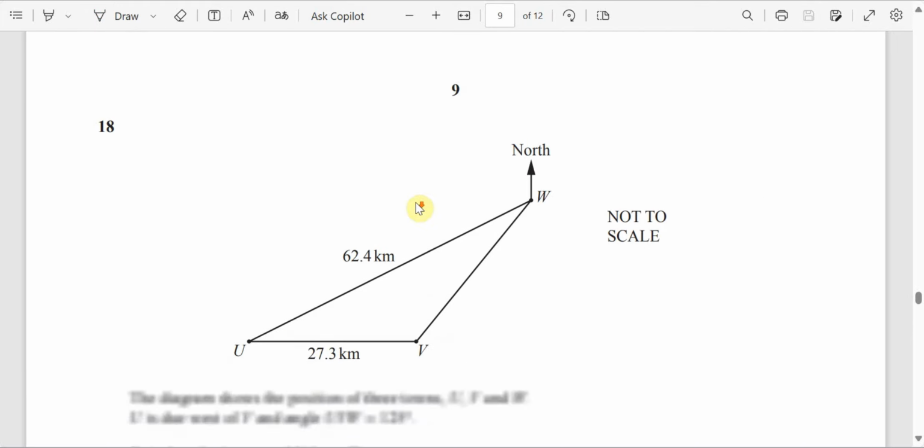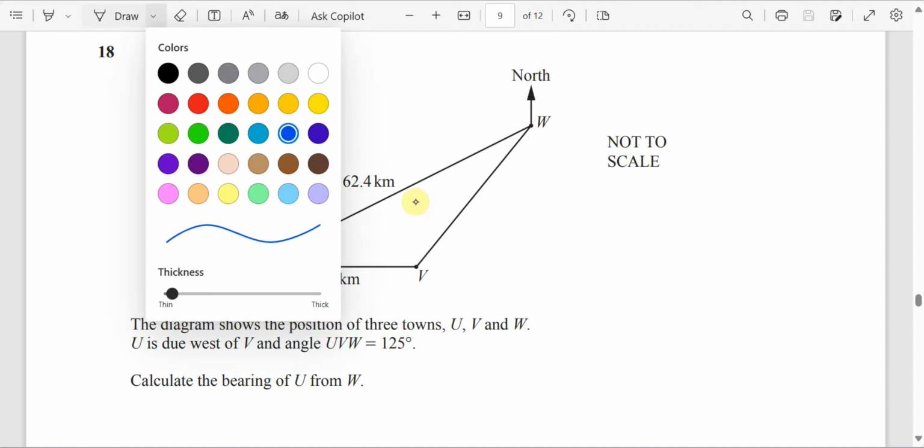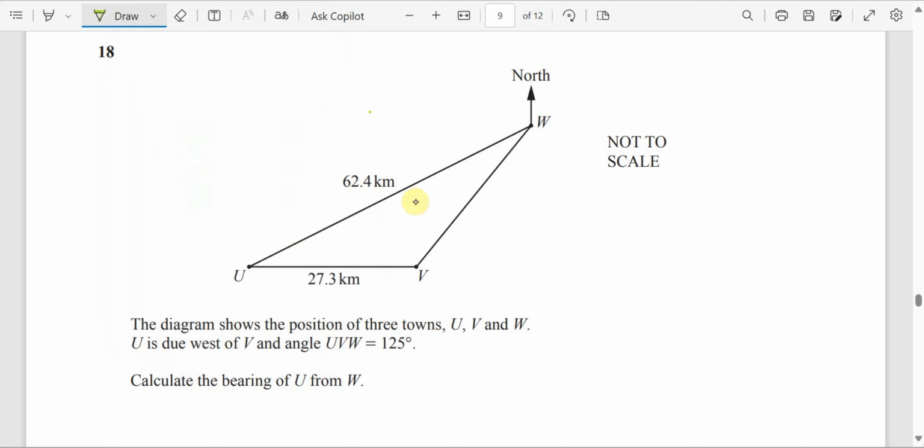So move to question 18. Question 18 says the diagram shows the position of three towns, U, V, and W. U is due west of V and angle UVW is 125 degrees. Calculate the bearing of U from W. So we need to first identify the angle we are looking for. Since we are looking for the bearing of U from W, we draw our angle from the north of W clockwise down to the line that goes to U. So this is the angle we are looking for, this marked angle.